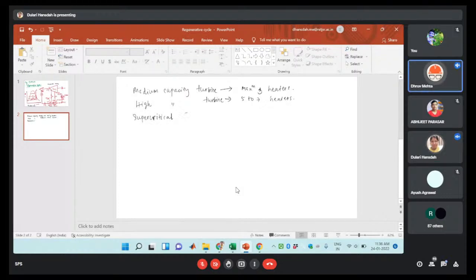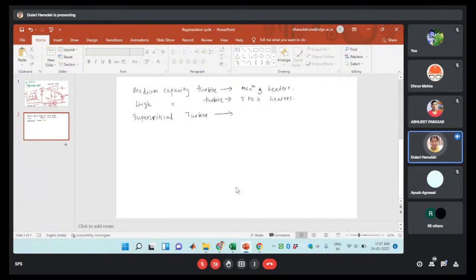Ma'am, what is the difference between them? Supercritical turbine means in this case that the temperature of steam is much higher than superheated steam. When I teach you the supercritical boiler, there I will tell you about this supercritical turbine. Here the only difference is that it can handle high temperature and high pressure steam compared to that.